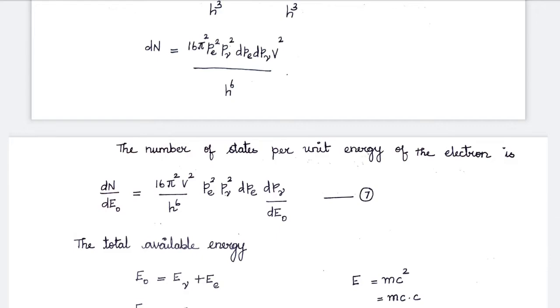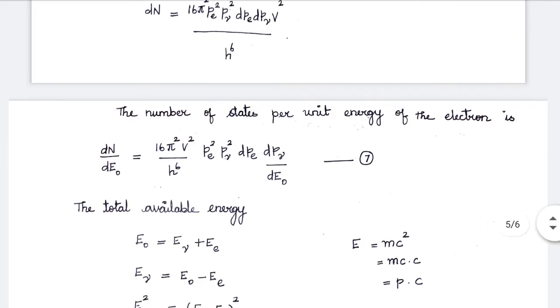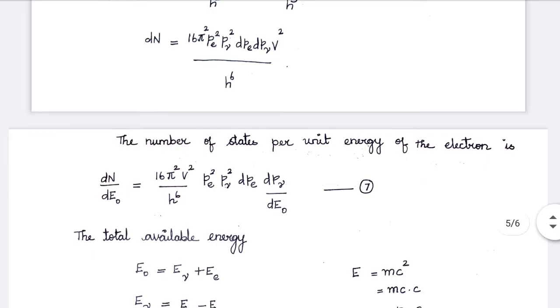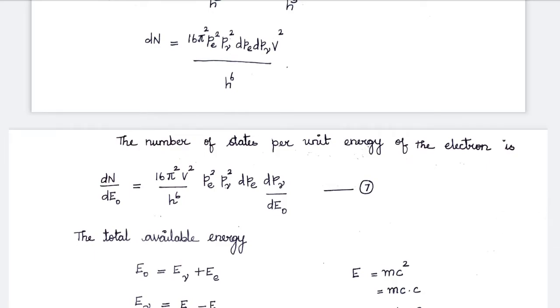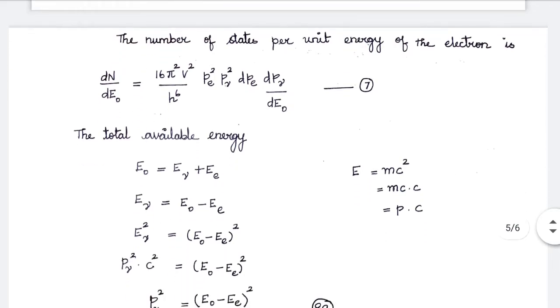So the total number of states per unit energy of the electron. To get per unit energy, we divide by dE_0. So it becomes 16π² V² by h⁶ p_e² p_ν² dp_e dp_ν divided by dE_0. Let us take it as equation number 7.